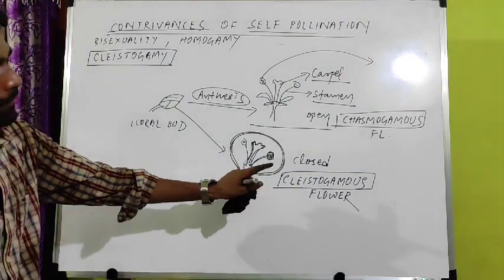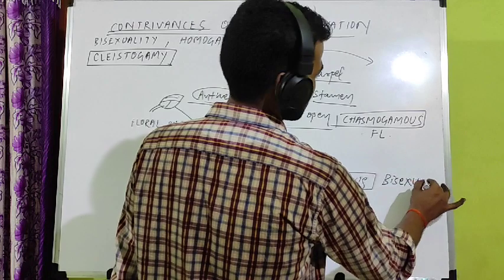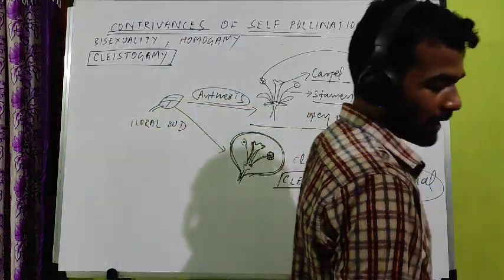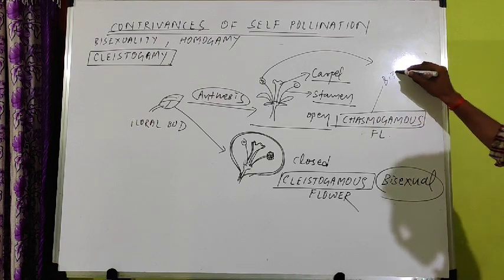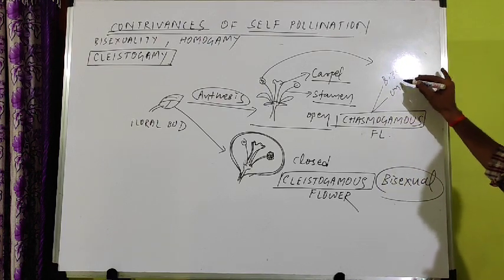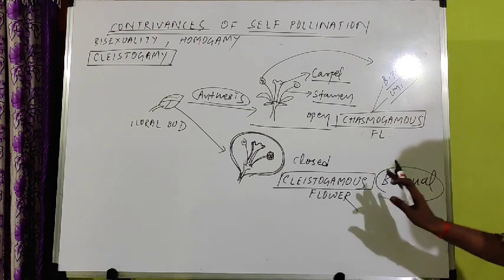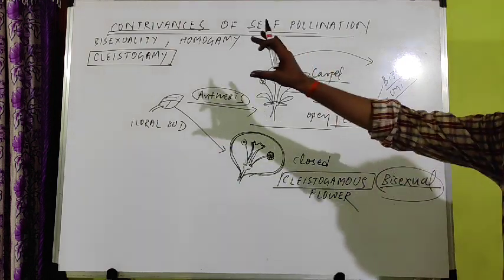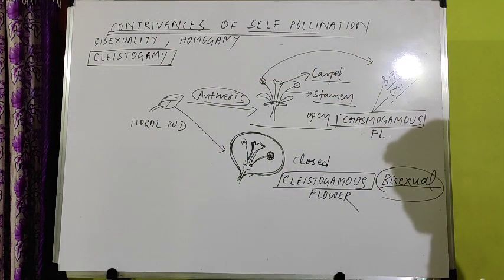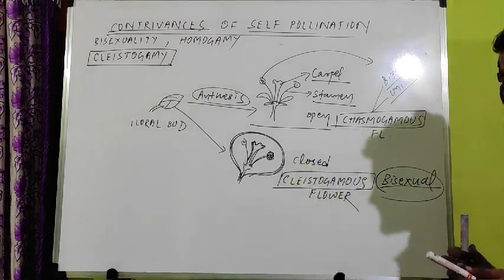So that's why, first condition, cleistogamous flowers are bisexual. Cleistogamous flowers are bisexual, but chasmogamous flowers can be bisexual or unisexual. Both types are possible. Chasmogamous can be unisexual or bisexual, but cleistogamous are always bisexual and they are closed. And this condition is called cleistogamy.